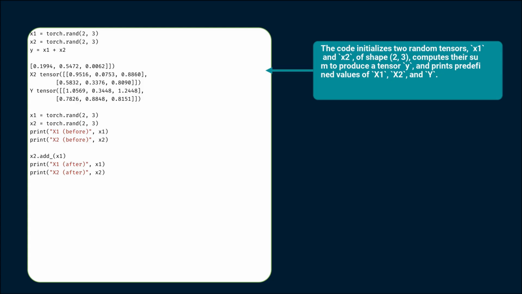Next, we delve into in-place operations using the add method, which allows you to modify a tensor directly without creating a new one. In the second block, we again initialize x1 and x2 and display their values before the operation. When we invoke x2.add_(x1), we effectively add the values of x1 to x2 directly, altering x2. Finally, we print the tensors after the in-place addition to see how x2 has been updated, while x1 remains unchanged. This illustrates the concept of in-place operations, which can be efficient in terms of memory usage.